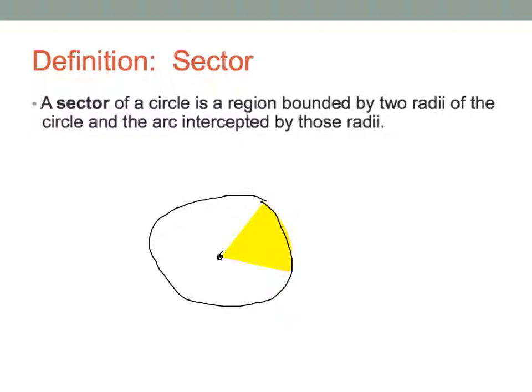And it's saying that it's a region bounded by the two radii. Here's one, and here's another. Two radii of the circle, and the arc intercepted by the radii. So between these three things here, the two radii and the arc, we are going to be talking about the area of this sector today.